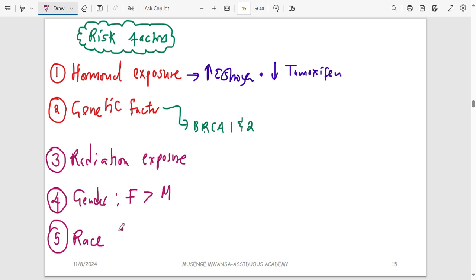Besides race, also geography. So race and the geography. Okay. So when you're talking about geography, people that are most likely to have breast cancer are those in developed countries. And the reason for that we'll talk about as another reason.